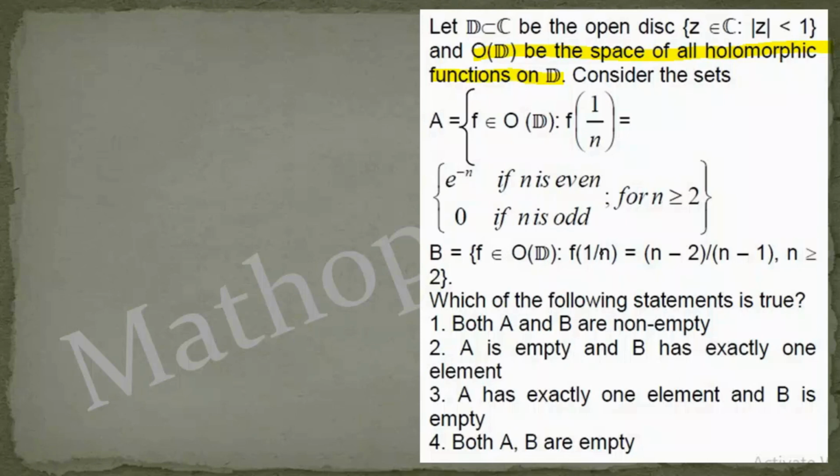and B does not take two values. So f of 1 by n equal to n minus 2 by n minus 1. So it takes individual values. அதனால் A is empty and B வந்துட்டு கண்டிப்பாக நான் எம்டியாக தான் இருக்கும். So therefore option 2 is correct. A is empty and B has exactly one element.